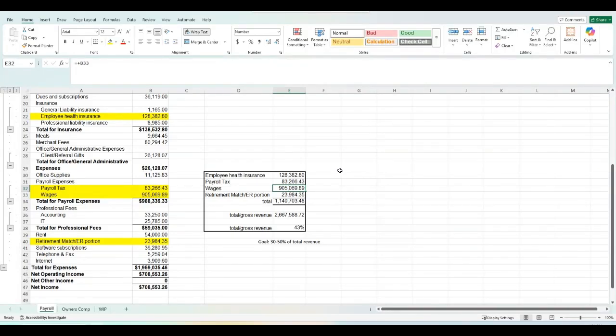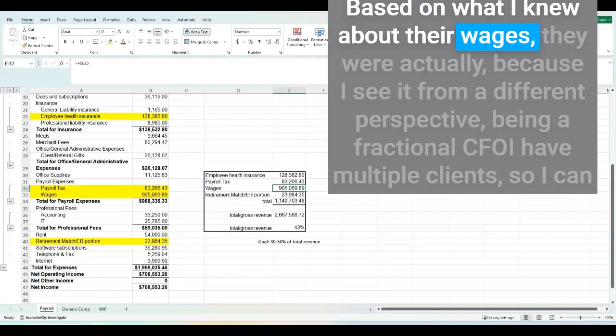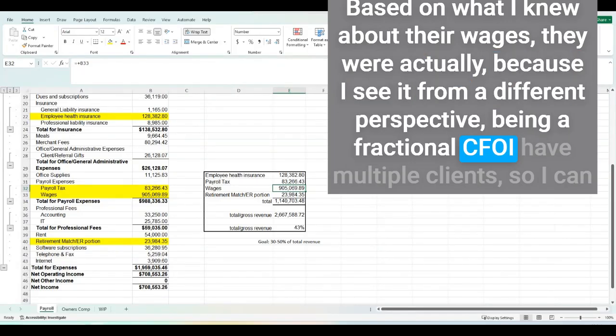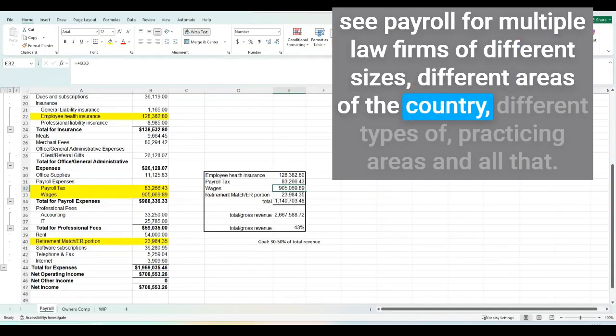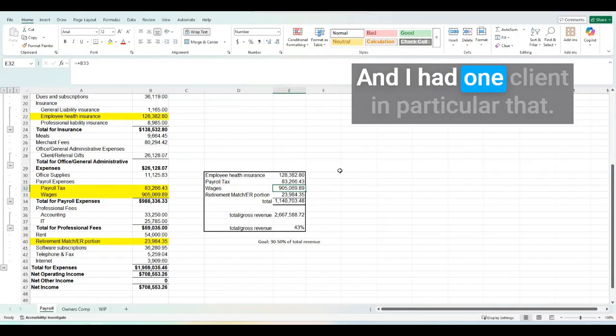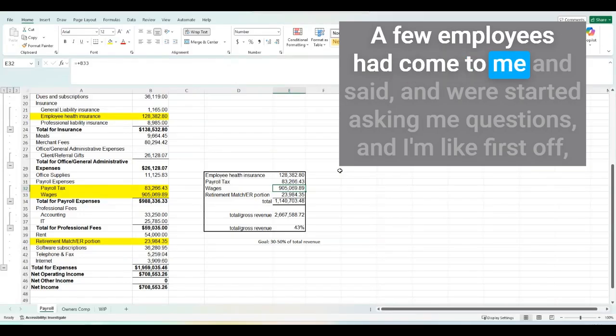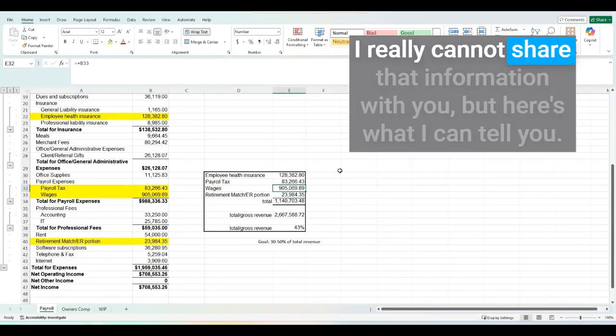And based on what I knew about their wages, they were actually being paid well, because I see it from a different perspective. Being a fractional CFO, I have multiple clients, so I can see payroll for multiple law firms of different sizes, different areas of the country, different types of practice areas and all that. And I had one client in particular that a few employees had come to me and started asking me questions. I'm like, first off, I really cannot share that information with you, but here's what I can tell you.